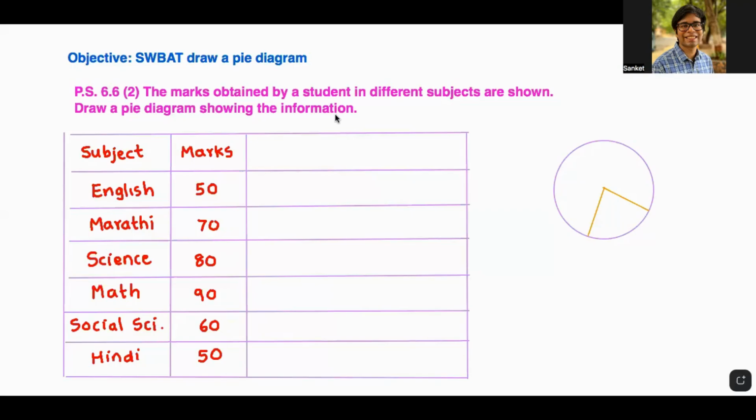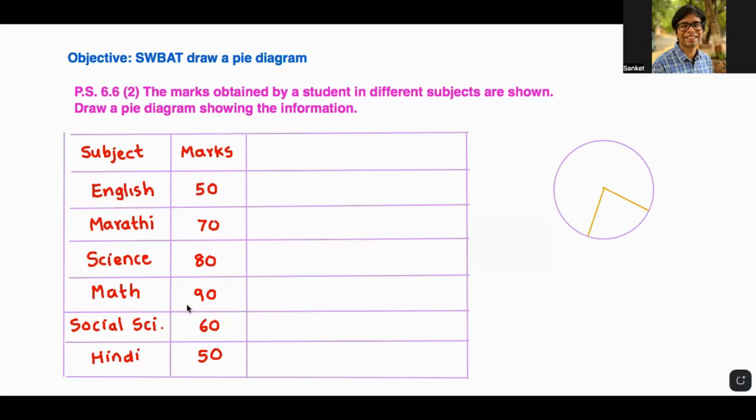Hello everyone. Our objective for today is students will be able to draw a pie diagram. We are doing practice set 6.6, question number 2. The marks obtained by a student in different subjects are shown in this table. Draw a pie diagram showing the information.